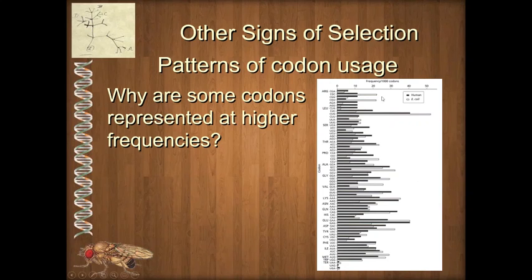So most of these studies are done over many, many genes, not just a single gene. But basically what we're looking at is some bias. So threonine, which has 4 codons, we would expect each codon to be roughly there at 25%, right? So we would expect to see this 25% level.